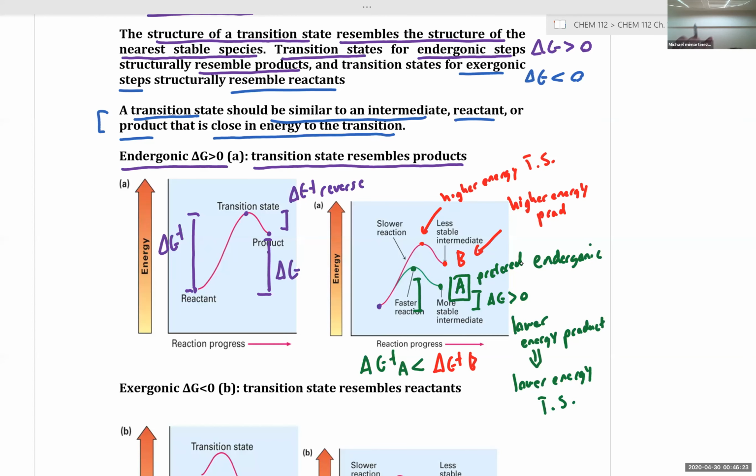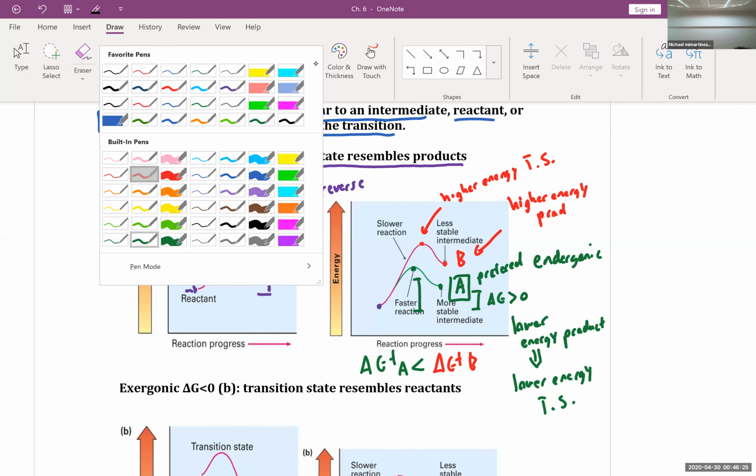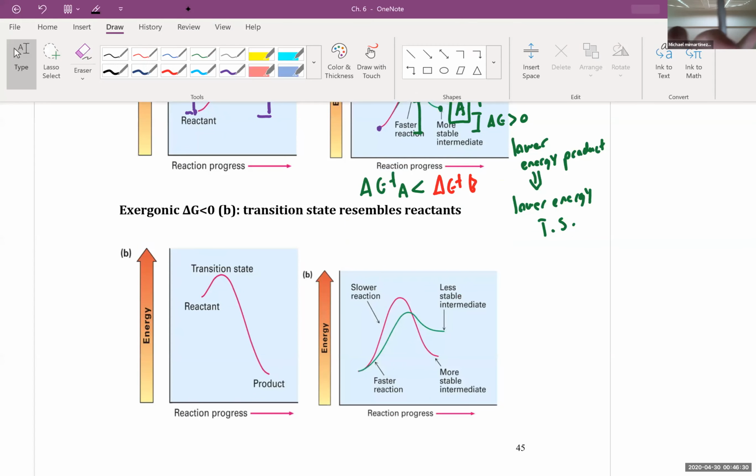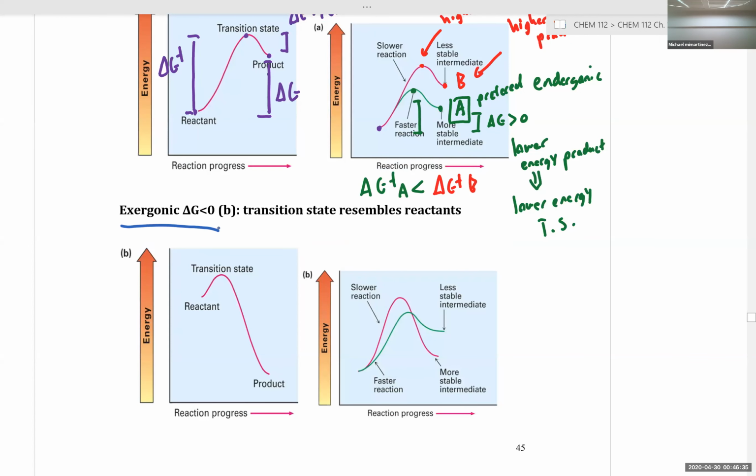Okay, now you're going to have to be really careful when you move on to this next class of reaction. These are known as exergonic reactions. Exergonic, Gibbs energy is less than zero, release energy. The transition state resembles the reactants. So I'm just going to put some labels here. Here's our delta G. Here's our delta G activation. And all the way up to here is our delta G activation for the reverse reaction.